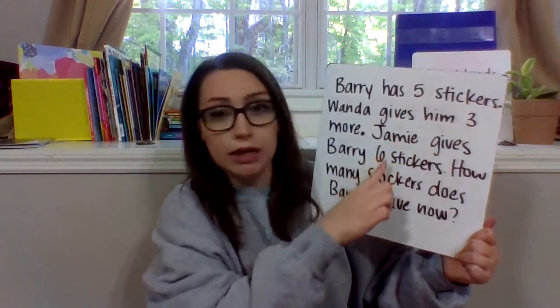Barry has 5 stickers. Wanda gives him 3 more. Jamie gives Barry 6 stickers. Now, how many stickers does Barry have? Okay. So are we adding or subtracting here? Well, we're adding because Barry keeps on getting more stickers, okay? So he starts with 5. Wanda gives him 3. And Jamie gives him 6. So I know that my addends are going to be 5, 3, and 6.